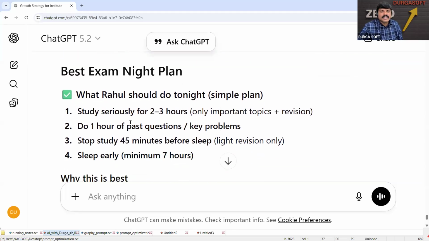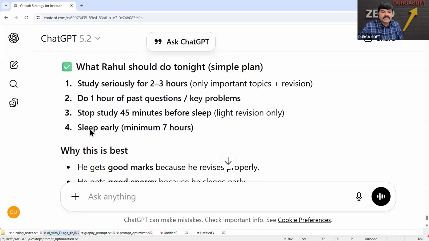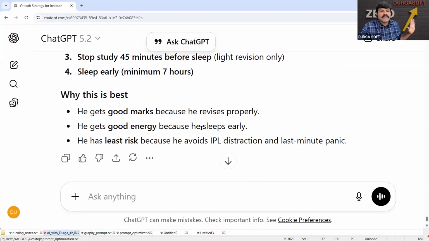Best night plan: study seriously 2 to 3 hours. Okay, do 1 hour of past questions and key problems. Stop study 45 minutes before sleep. Sleep early, minimum 7 hours.